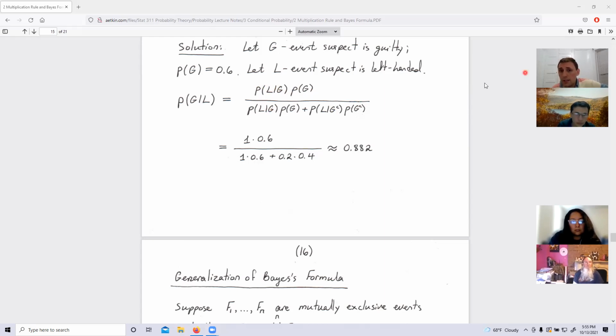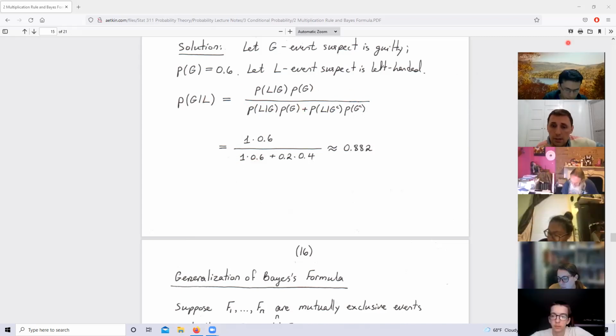So the person being left-handed could happen in two ways. Either the person is left-handed from being guilty, or the person is left-handed and innocent, right? So this is the situation where, for certain, if he's guilty, then he will be left-handed, right? You see what we did? We reversed the conditioning, right? Everybody understands how I got to this formula, or do I need to fill in missing parts? Let me know.